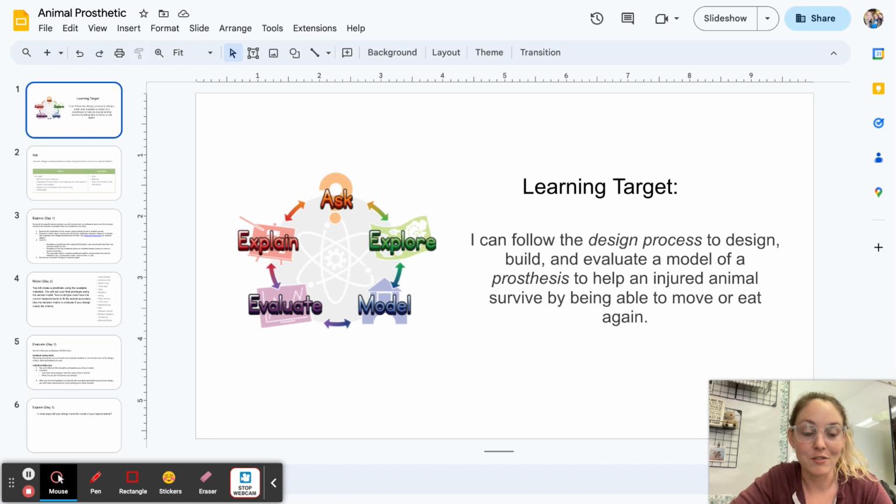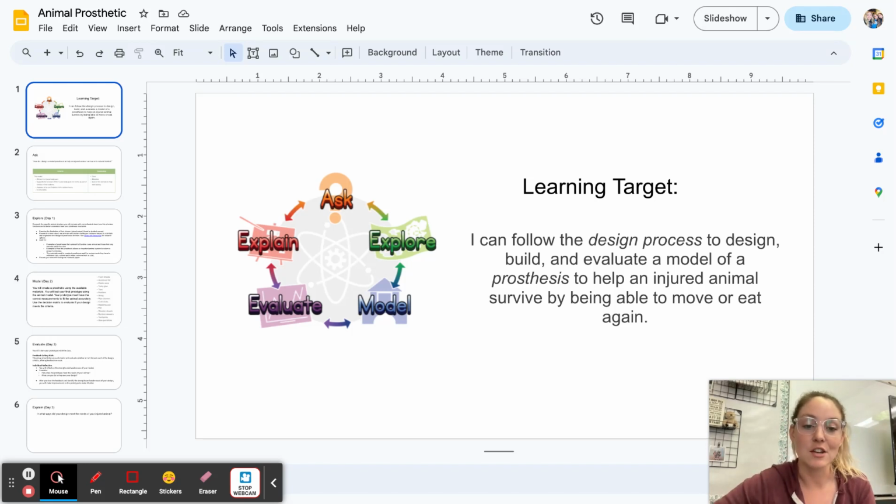So the learning target for today's lesson is I can follow the design process to design, build, and evaluate a model of a prosthesis to help an injured animal survive by being able to move or eat again.